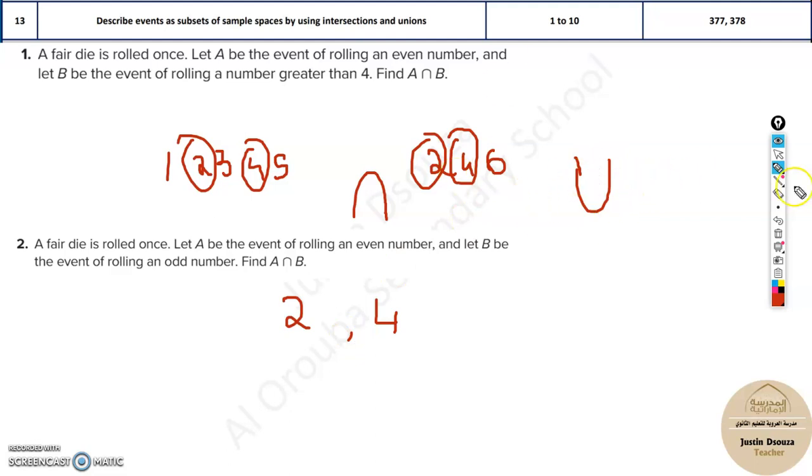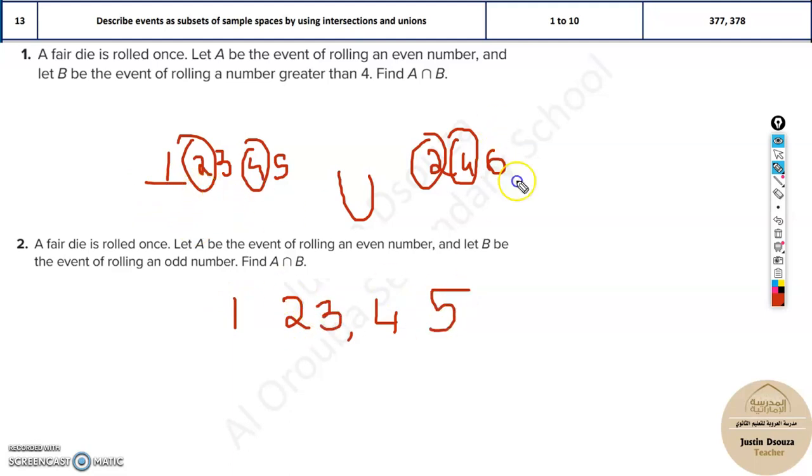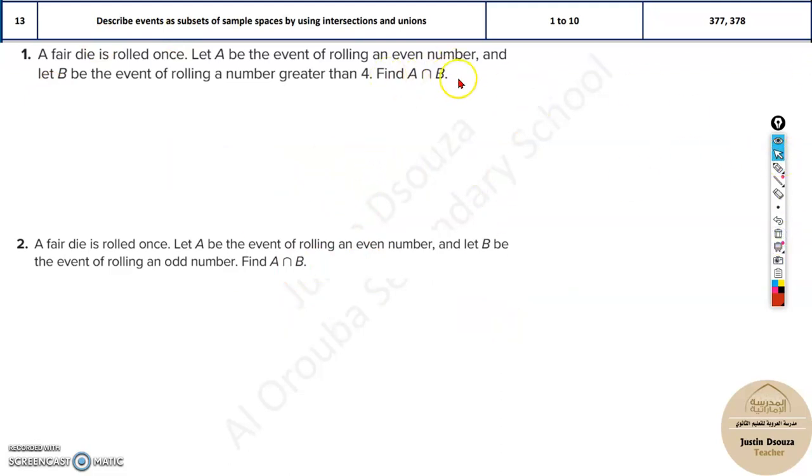Whereas union, if I change this to union, it would mean all the numbers. Over here, the answer would be 1, 2, 3, 4, 5, and even this number 6. It's not just 2, 4, 6 or 1 to 5. No, it's all the numbers included. That's union. It's very simple. Once you understand that, then it's pretty easy.